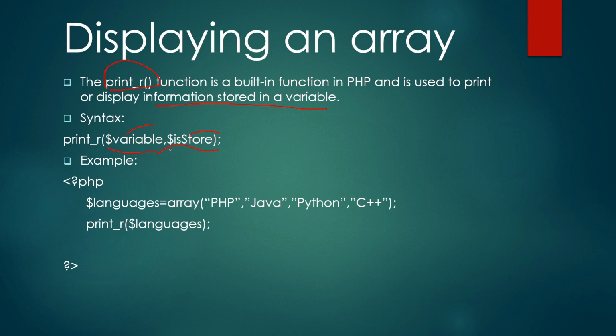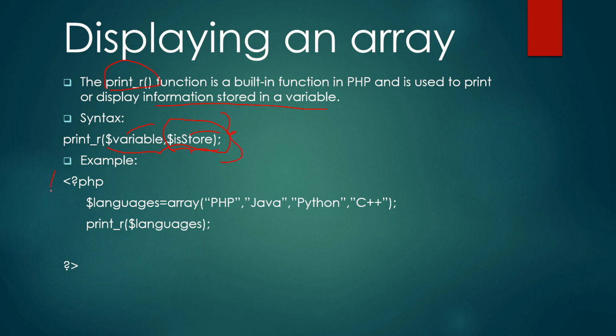And this second parameter is of the boolean type, so it can have only two values, either true or false. By default its value is false, but if we keep the value as true, then this function will not print anything. Instead it will return us the output. So we have to store that output in some variable and then print that variable in the next step. We will be seeing both these examples practically to clear our understanding.